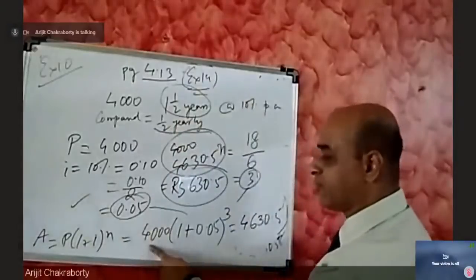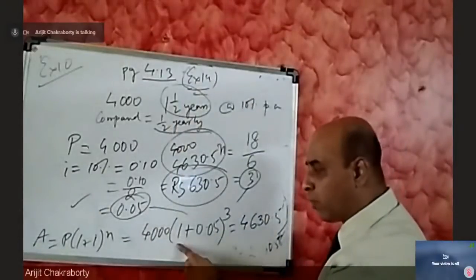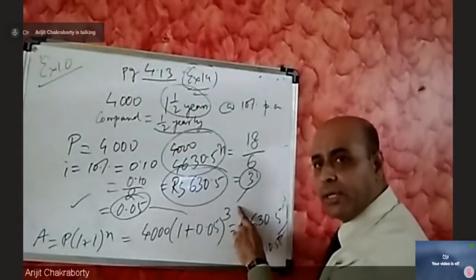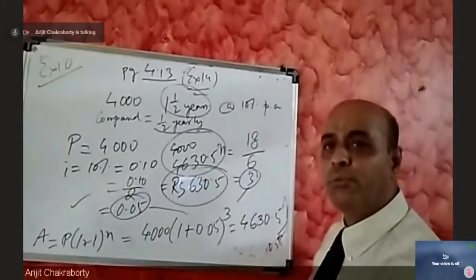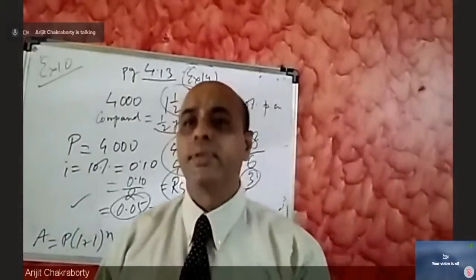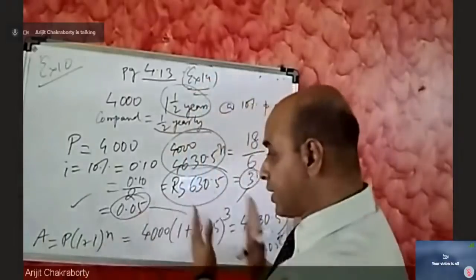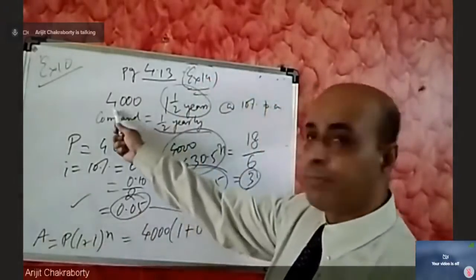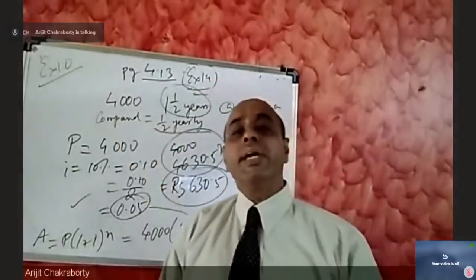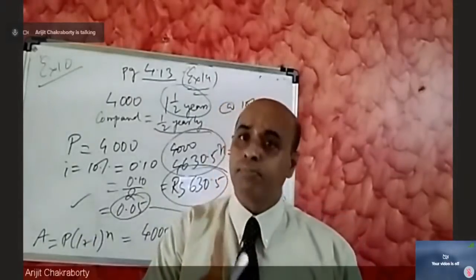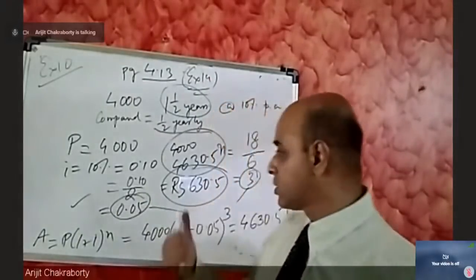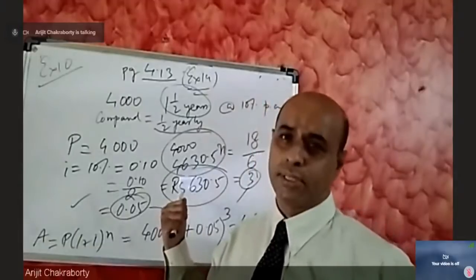So we have applied the formula P into 1 plus I to the power 3. And this is how we have got the amount, that is the accumulated balance. The accumulated balance minus the principal of 4,000 gives me the interest which I have earned on compound interest basis, and that works out to 630.5 rupees.